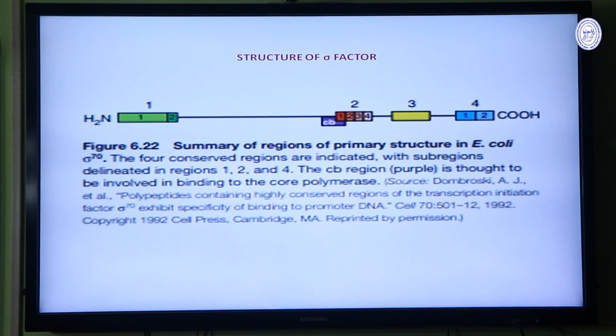Now, we come to the sigma factor. If we analyze the structure of the sigma factor, you can see this sigma polypeptide has the amino terminal end, which is formed by a region, that is region 1. It is divided into 2 sub-regions, 1.1 and 1.2. Then the second region, sigma 2, is divided into 4 parts, 2.1, 2.2, 2.3 and 2.4, then sigma 3 and sigma 4, with 4.1 and 4.2, which is followed by the carboxyl terminal end.